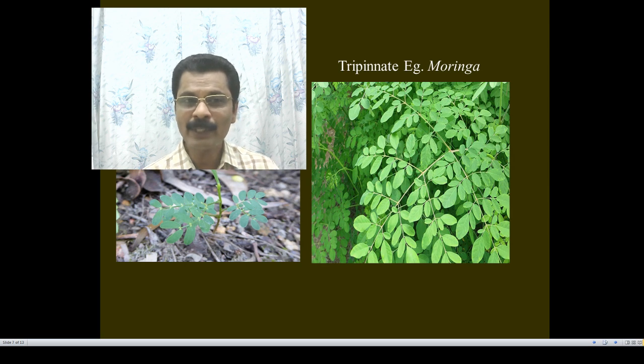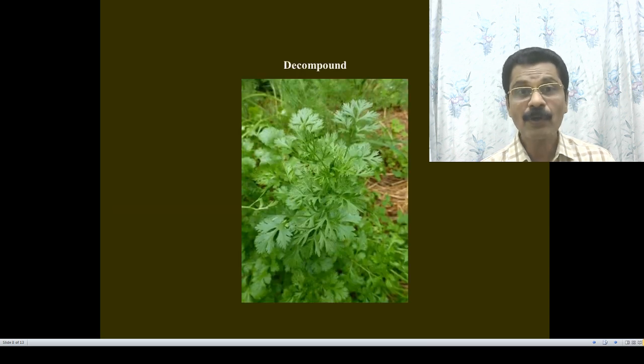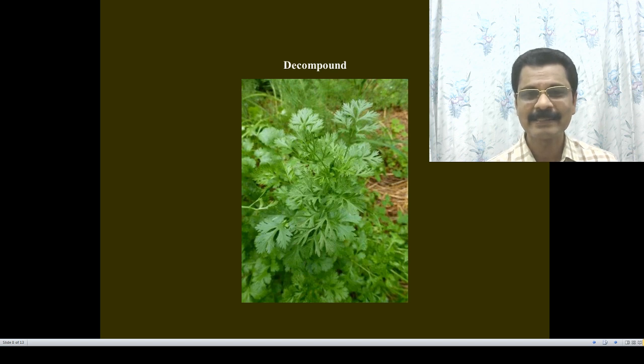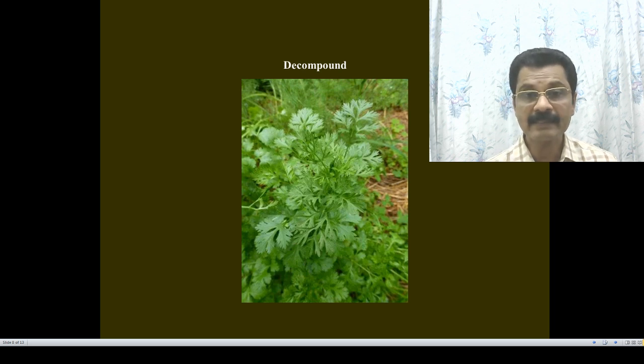So, pinnately compound leaf: simple pinnate, bipinnate, tripinnate, then polypinnate, otherwise called decompound leaf. Polypinnate we call it as decompound leaves, as in the case of coriander. Right? The rachis is branched a number of times and the leaflets are arranged on the margins of the branchlets. Such pinnately compound leaves are called decompound leaves.